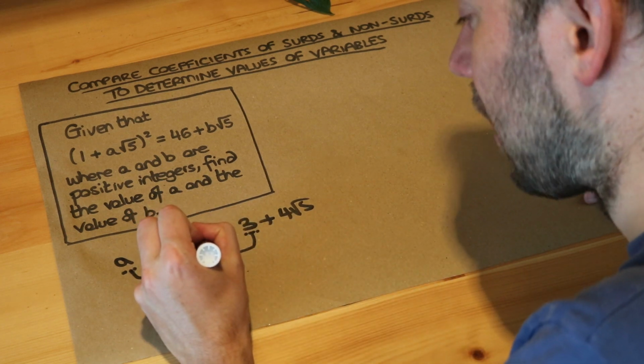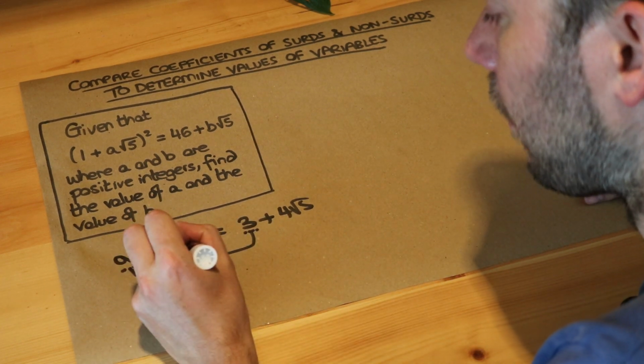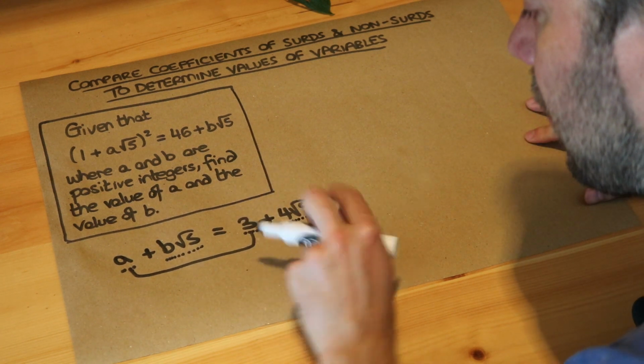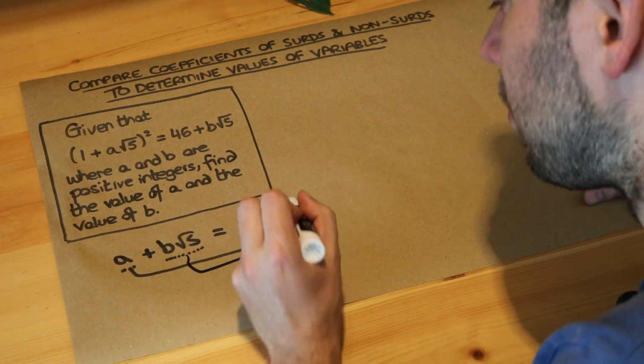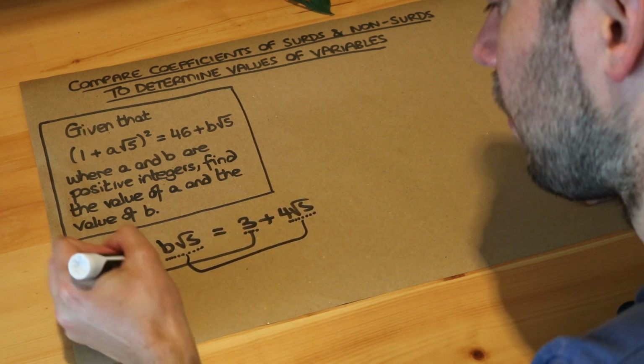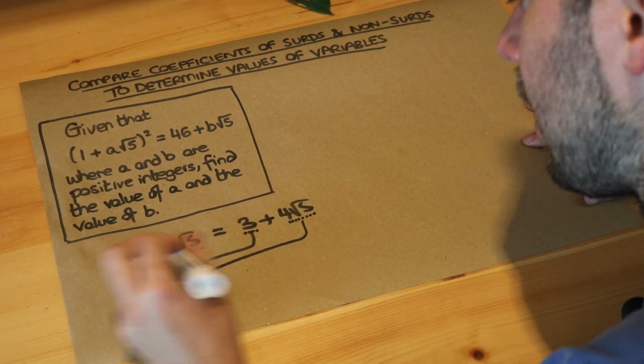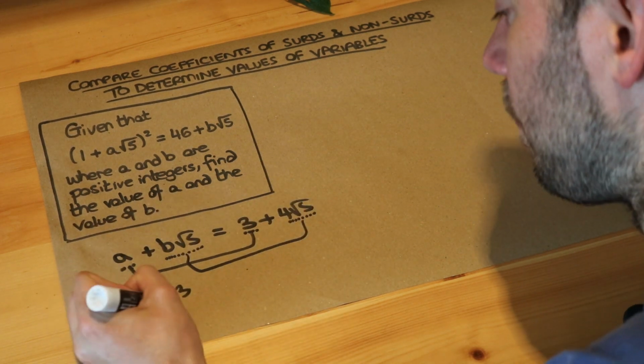And the surd terms have to match as well. So if we've got a root 5 term on the left-hand side of the equation, and we've got this root 5 term on the right-hand side of the equation, then they have to match. So b must be equal to 4. So a is equal to 3, and b would have to be equal to 4.